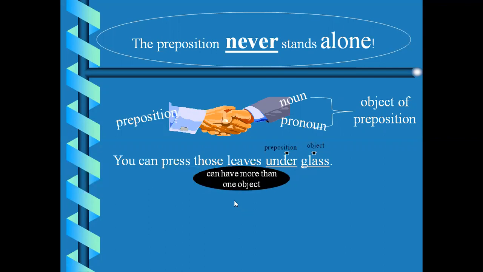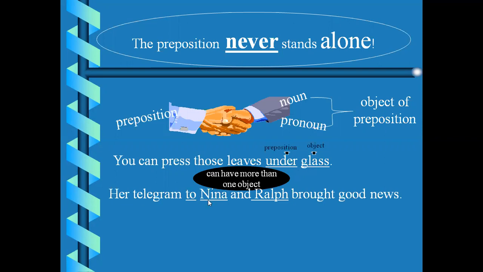The preposition can have more than one object. So any preposition can have more than one object. Look at the following example: Her telegram to Nina and Ralph brought good news. So here, the preposition is to. Nina is an object and Ralph is also an object. So to is a preposition, Nina is an object, and Ralph is also an object. And all of them, to Nina and Ralph, is a prepositional phrase.